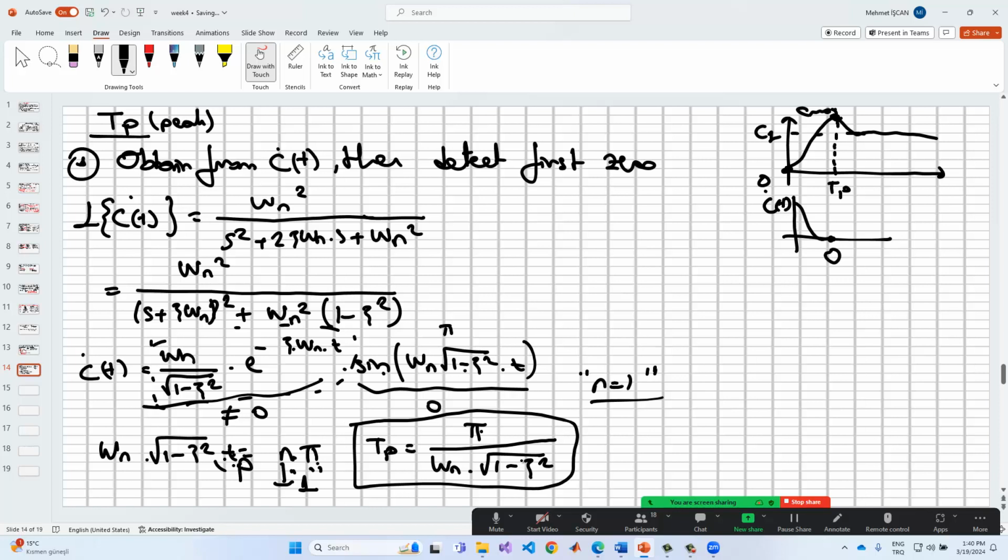This is how we can generate the t peak time. Okay, let's take a break, and then we can formalize and prove the settling time and overshoot value in the last session. Okay?